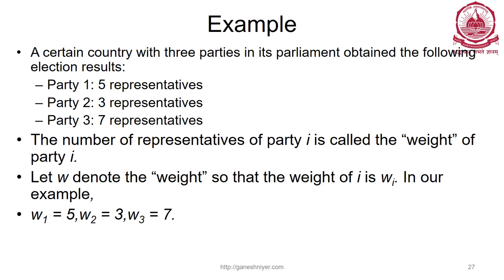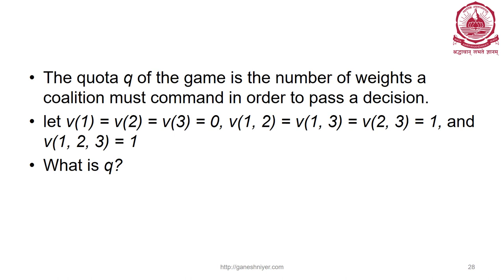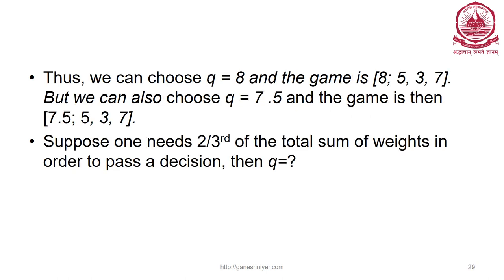Let's take an example of 3 parties, with representatives 5, 3 and 7. The number of representatives is called weight. So the weights are W1 equal to 5, W2 equal to 3 and W3 equal to 7. Let q be 8, so V1, V2, V3 are 0. The moment any two of them join, 5 plus 3 or 5 plus 7 or 3 plus 7, they win. So a potential answer is 8. It could also be 7.5.